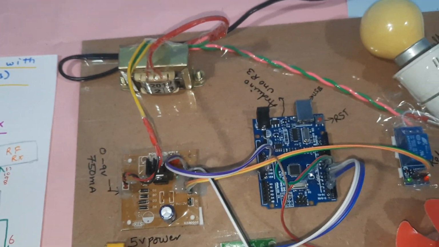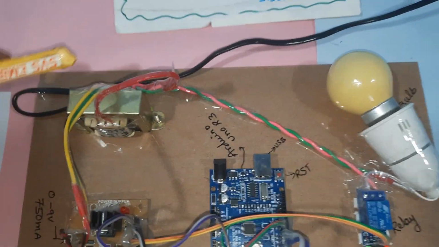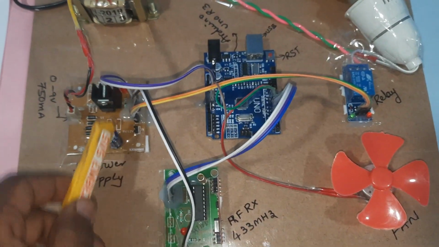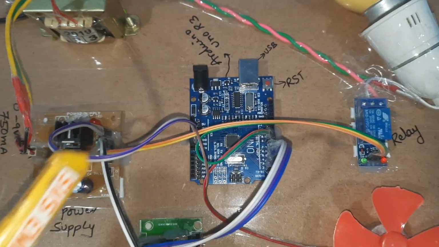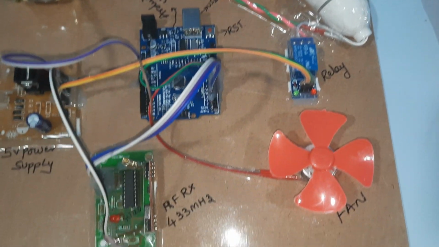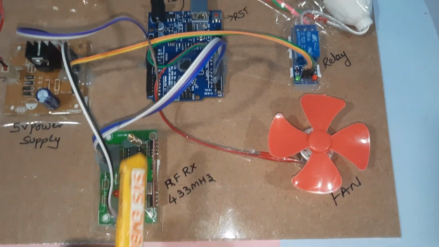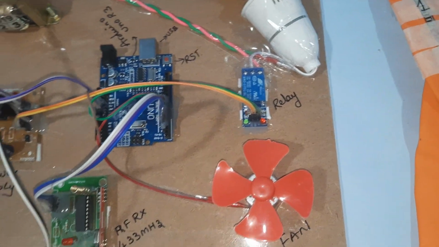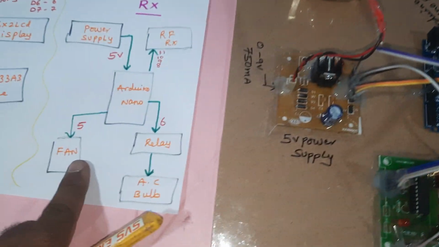Let us come into the receiver side: 230 V input, step down transformer, bridge rectifier, filter capacitor, 7805 regulator, 1 LED, Arduino Uno R3 board, and RF receiver module, which is sending the data to the Arduino board. Here the relay coil is connected to the 6th pin, and a fan is connected to the 5th pin.